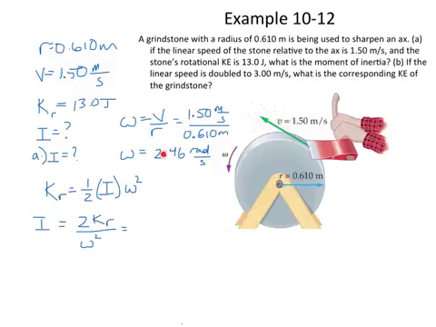All right, well, 2 times, what is the rotational kinetic energy? That's 13.0 joules, and we're going to divide that by our angular velocity squared. So 2.46, that value squared, is going to be in our denominator. And that is going to give us, I get 4.30. That is our moment of inertia.